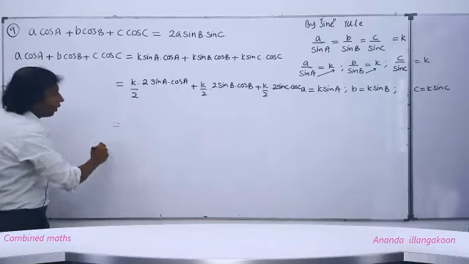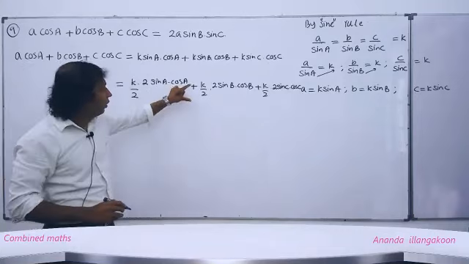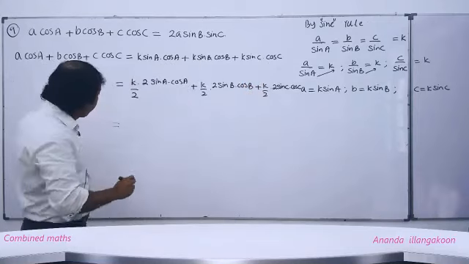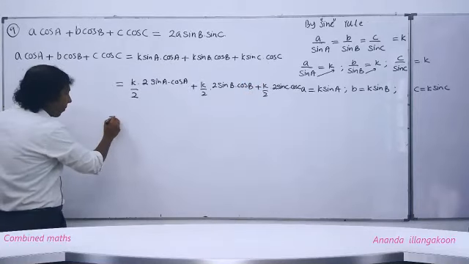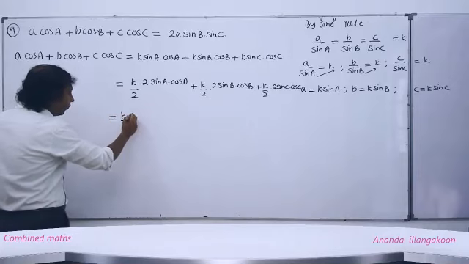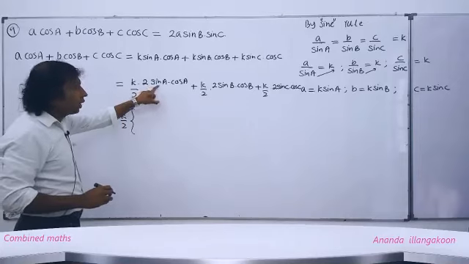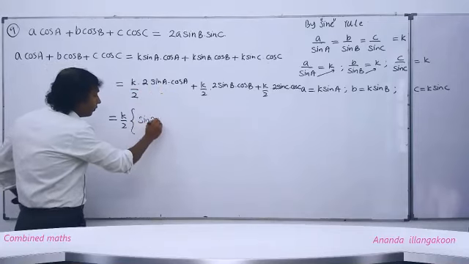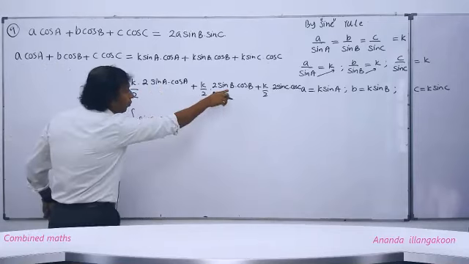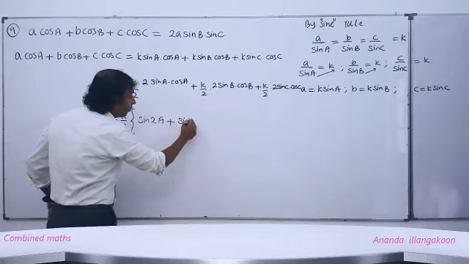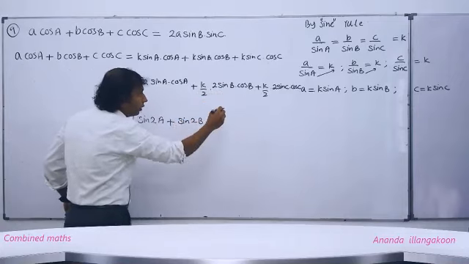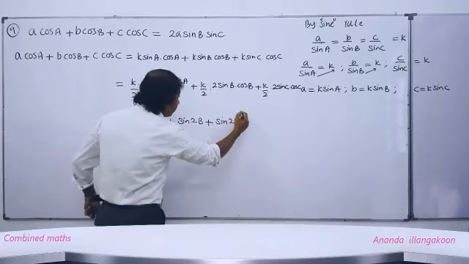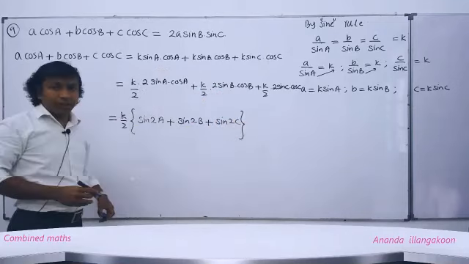Then you can very well understand, people. Here we have k by 2, here we have k by 2, here we have k by 2. k by 2 is common. Take this k by 2 out. Then here 2 sin A cos A is what, people? Sin 2A. And here 2 sin B cos B is sin 2B. And there 2 sin C cos C is sin 2C.